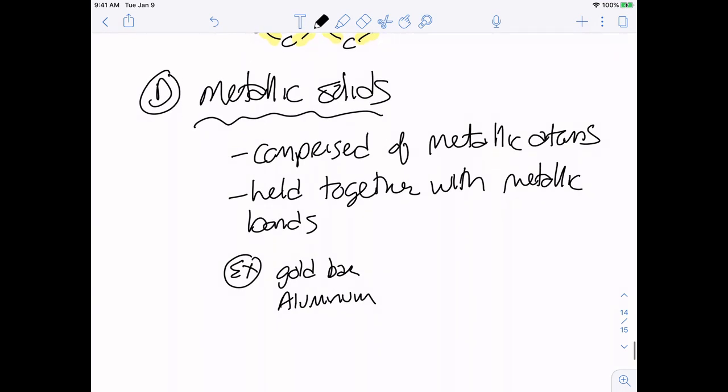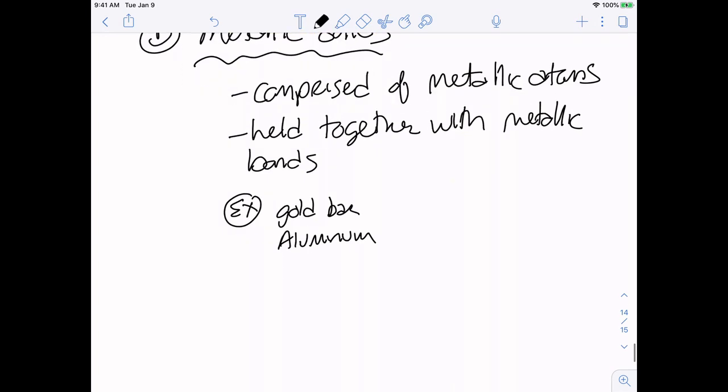From a property standpoint, I don't know that we talked about this when we talked about the difference between metals and non-metals, but things that are metallic tend to be good conductors of heat and electricity. They tend to be malleable, so you can bend them and shape them into different forms, that sort of thing. So all of the properties that metallic elements have, the solid also has.